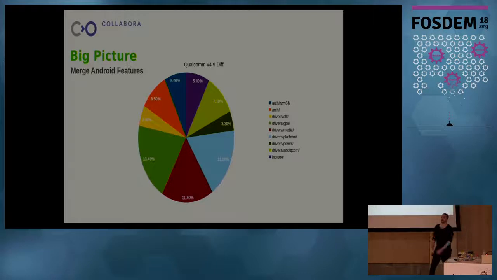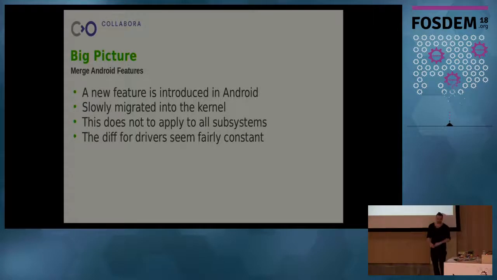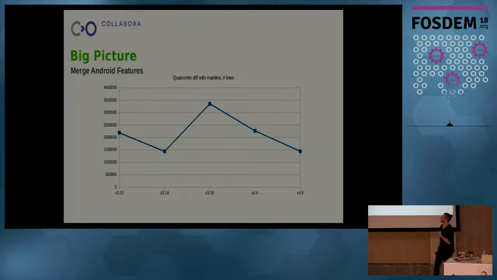If you look at this graph, about two-thirds are drivers, and there's some other stuff in there too. Much of it's multimedia related, so graphics or video. Not all, though. And the diff seems to be fairly constant. If we go back to the graph we looked at initially, it's not a clear trend here. If we look at the 318 bump here, the diff from 314 to 318 is mostly drivers again. Drivers get added, drivers get removed.